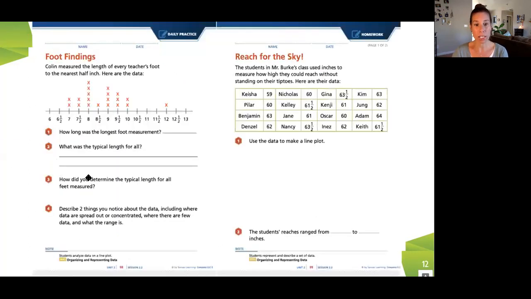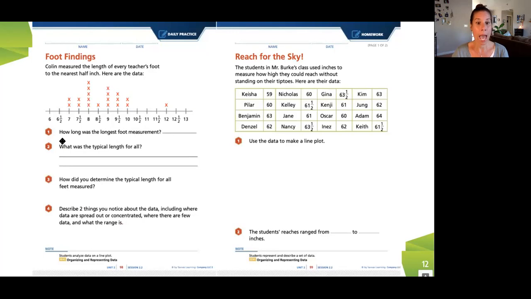Now let's look here at page 98. First, we're talking about foot findings. Colin measured the length of every teacher's foot to the nearest ½ inch. Here are the data. So if you notice here, you have a line plot that starts with 6 inches and goes all the way up by ½ inches to 13 inches. Okay, so that is your line plot range, 6 to 13.